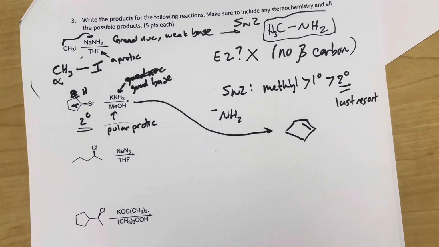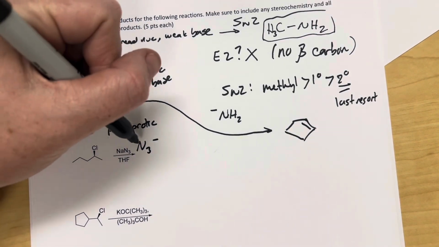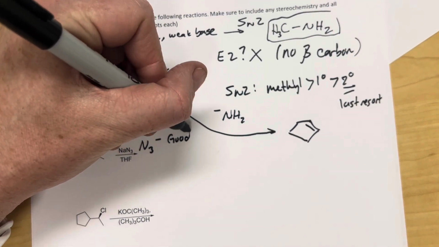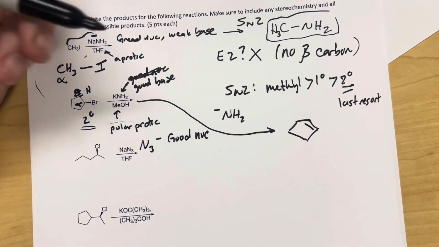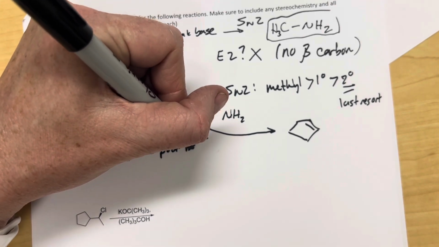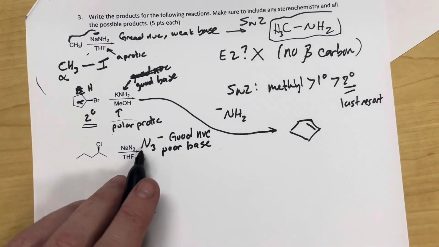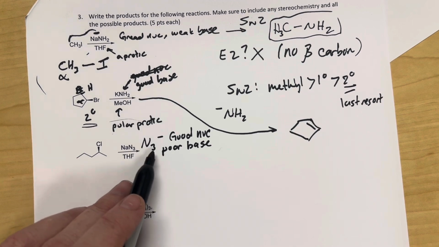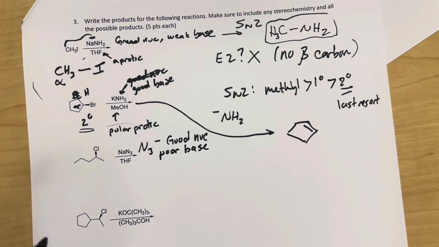Okay, so now we're on to this thing. We have N3 minus. N3 minus is a good base, or excuse me, a good nuke. It's a great nuke. It's small, condensed, it's got a negative charge, but it's kind of a poor base. The conjugate of this thing is actually a relatively strong acid. So if we added H to this, HN3 has a pKa of, I don't know, like 4 or something like that. It's pretty low pKa.